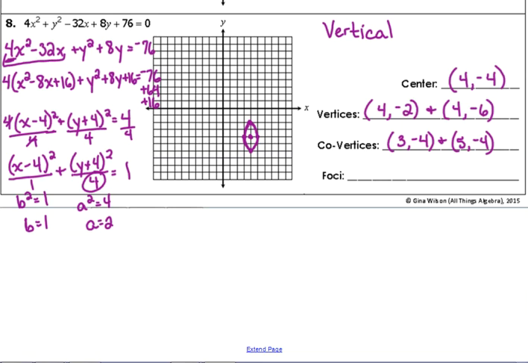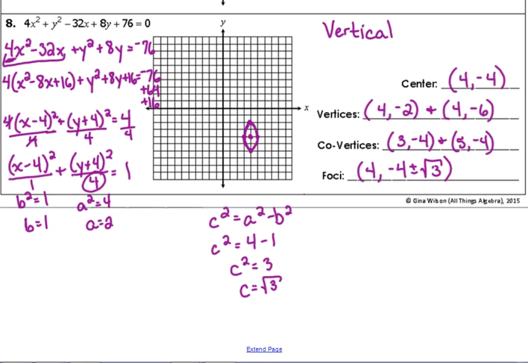All right, last step, foci. c squared is equal to a squared minus b squared. So 4 minus 1, that's 3. So c is the square root of 3. It's on the major axis, so the x stays the same. We add and subtract that from the y. And the foci, the x stays the same because we're on the major axis, so it has the same x coordinate as the center, but the y coordinate is what is different.